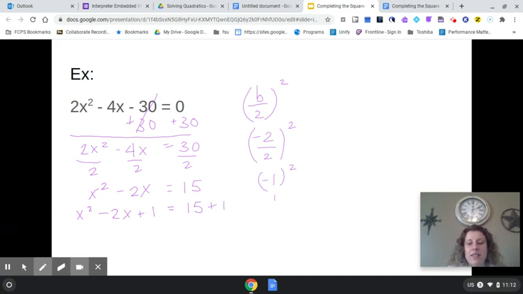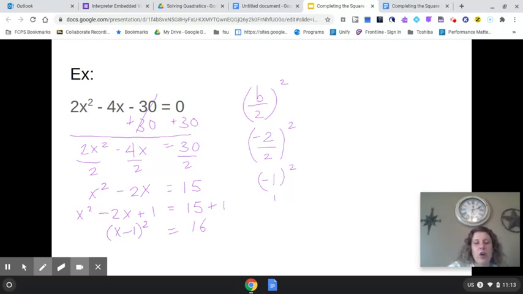This left side is now factorable. So the factored form is x minus 1 quantity squared. Now, you could do the AC method to get that factored form, or you can remember that whatever this b value is divided by 2 will take on this number inside the parentheses. So it'll always look like x plus or minus b halves squared. And if we simplify the right side, 15 plus 1 gives us 16.